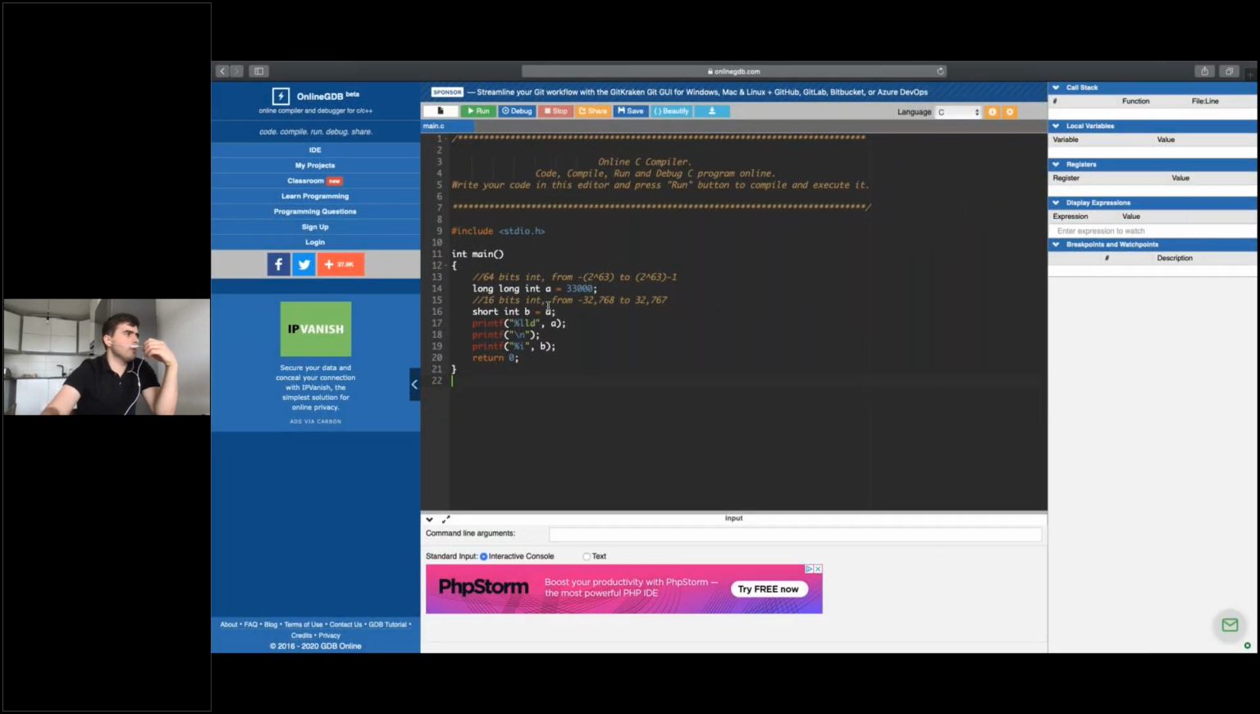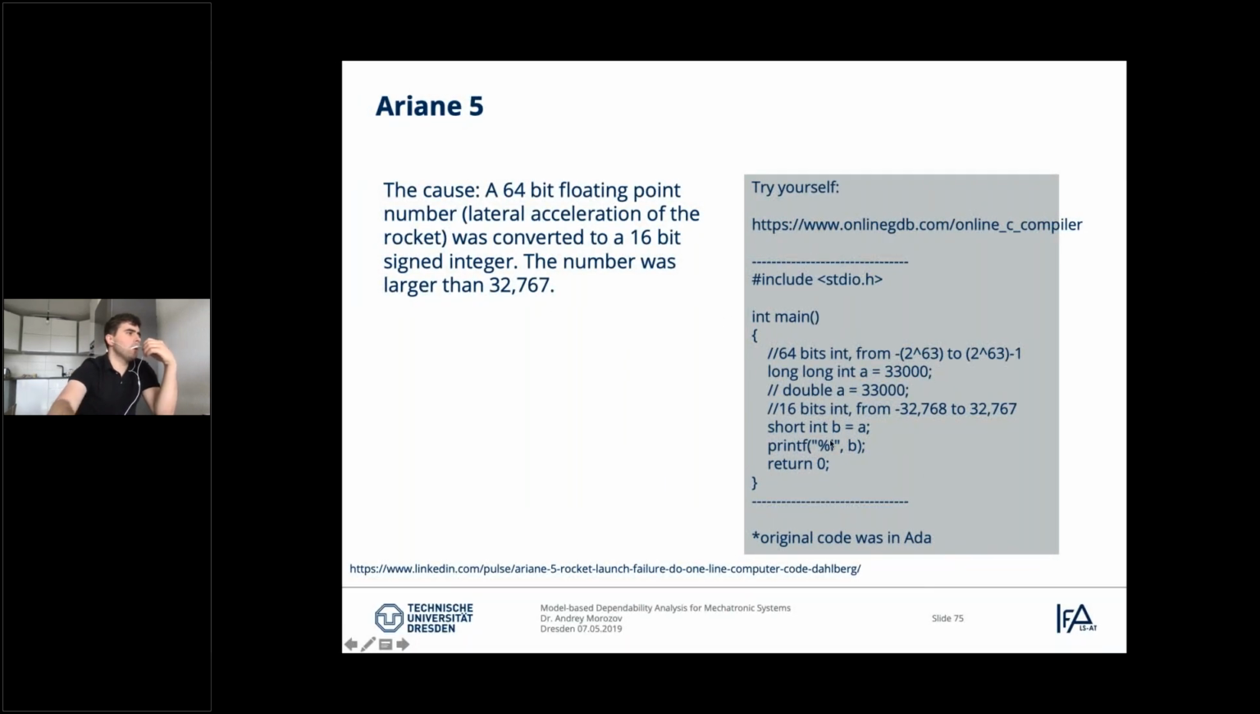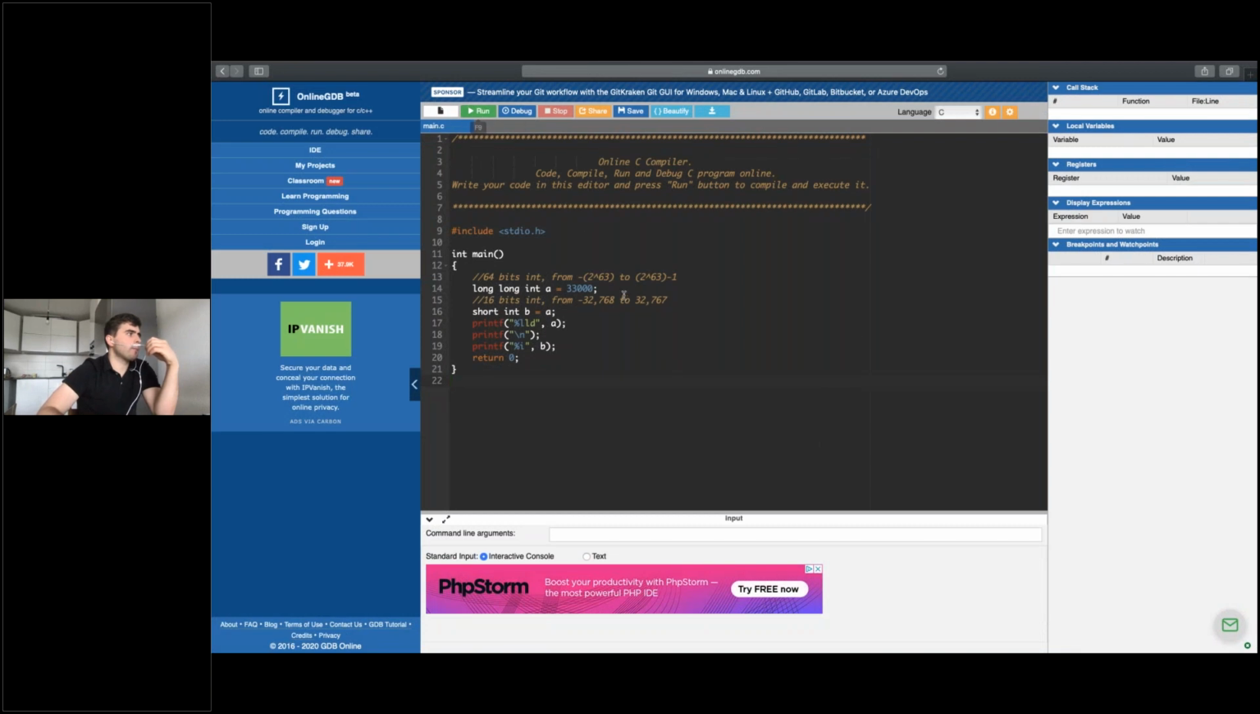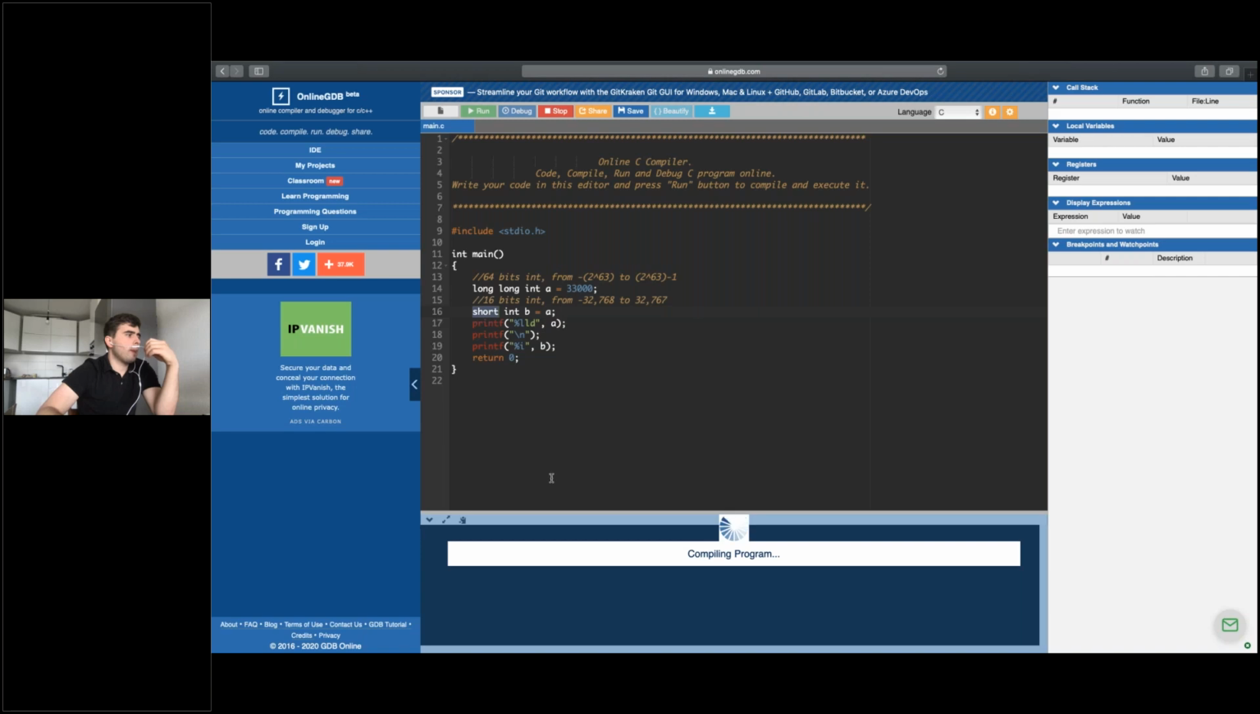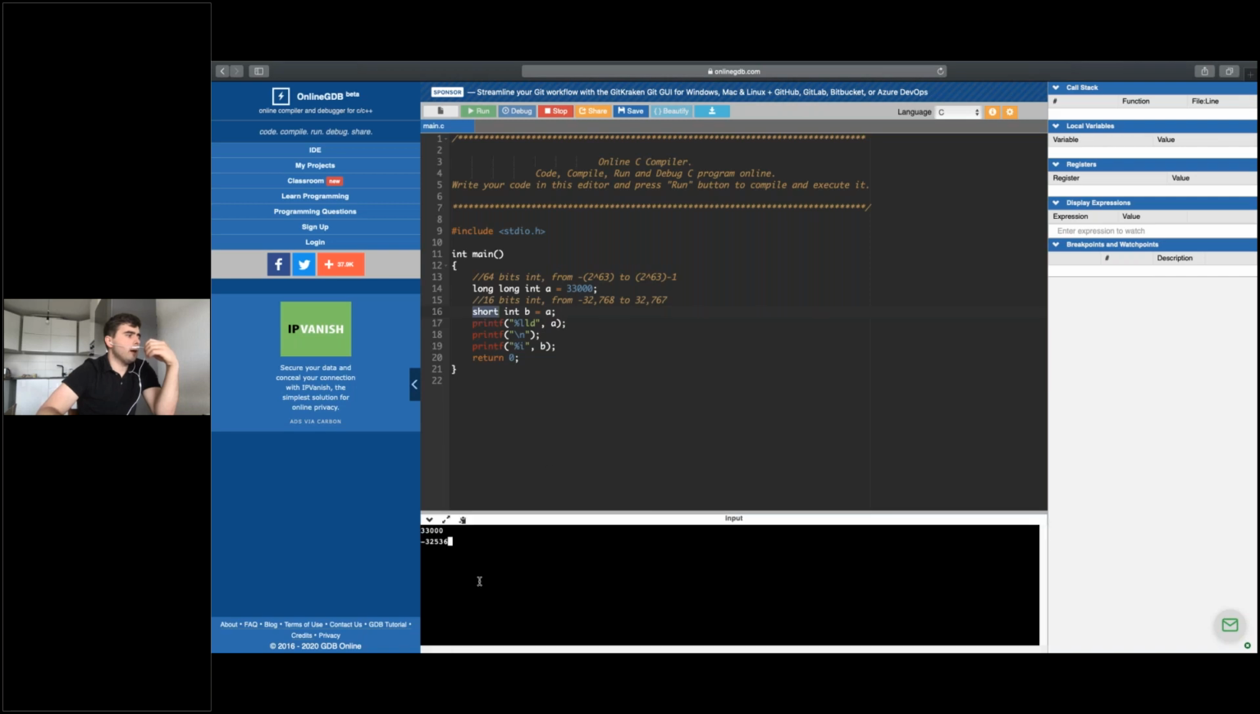I just got the code. The original code was in Ada, but I have the code in the compiler. So you can see that I'm taking the long integer and I put this number there, and then I convert it to the short integer. And when I am writing out this short integer, because of the buffer overflow, I have -32,536, and this is basically what has happened.